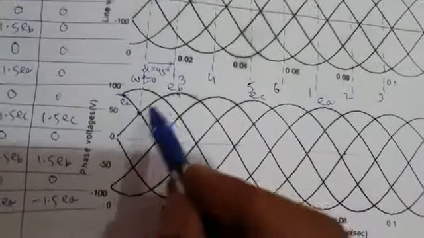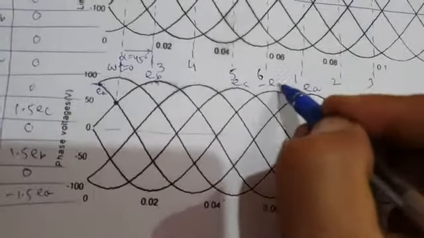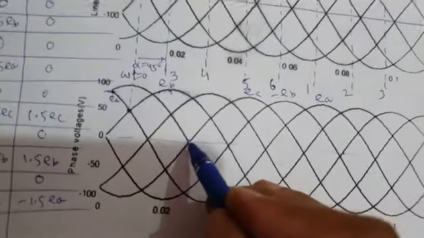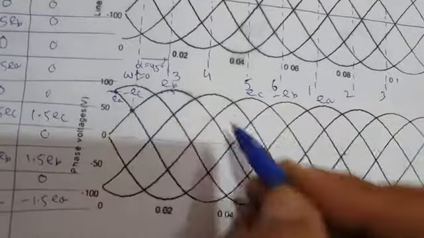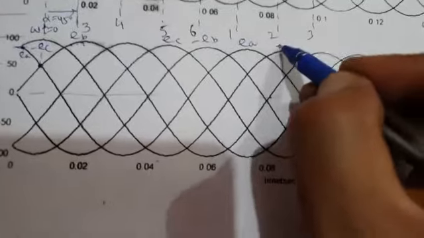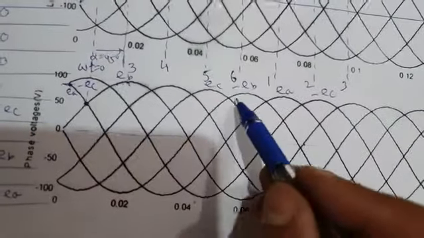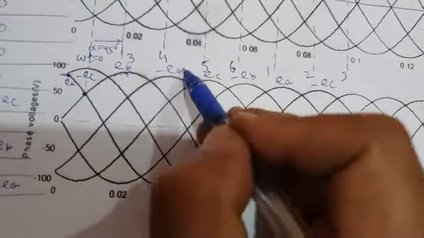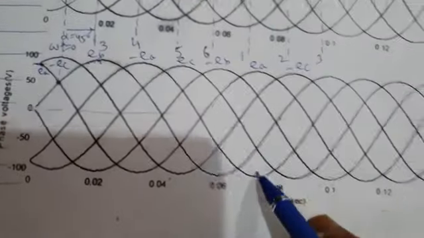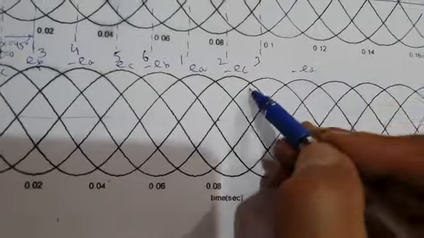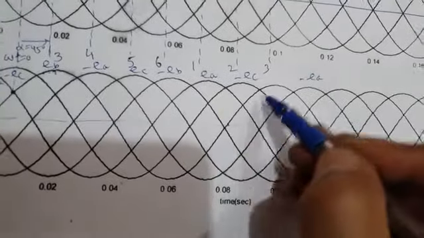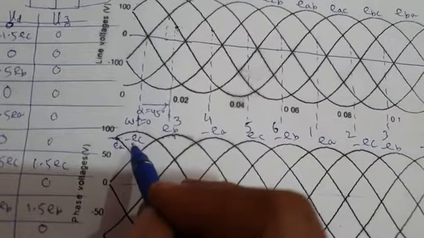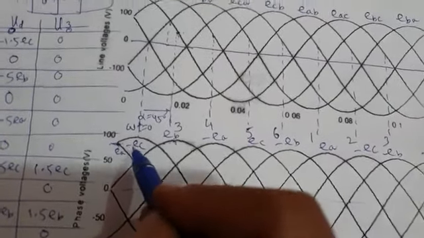So if this is plus EB, this will be minus EB. If this is plus EC, this will be minus EC on this side, and this will be minus EC on this side. If this is plus EA, this will be minus EA on this side, and this will be minus EA on this side. What is this? This is minus EB, this is plus EB.